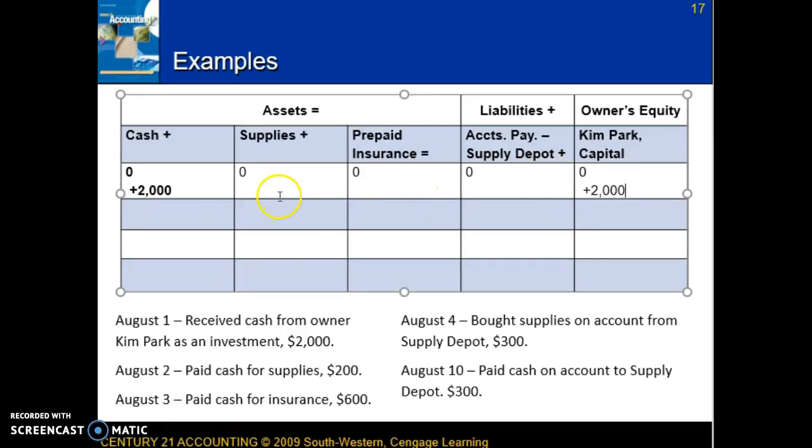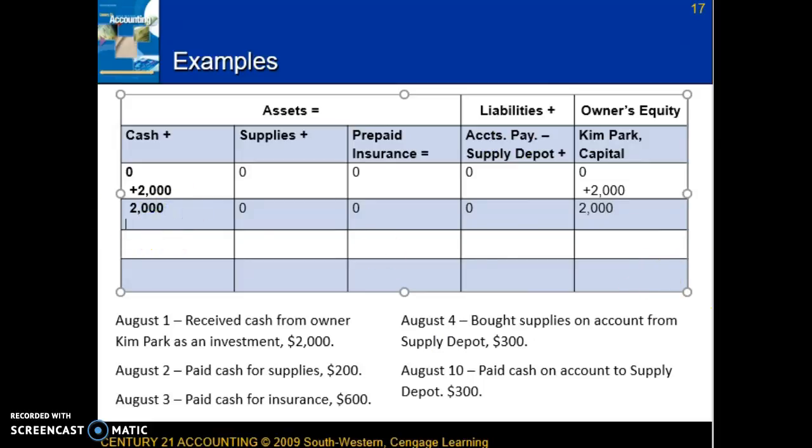Now what you're going to do on the next line is you're going to put your balances on top of this little cell. So our new balance of cash is $2,000. Our supplies, 0, 0, 0, $2,000. Now after each transaction, your accounting equation must equal. So all of our assets over here equal our liabilities and owner's equity. 2,000 equals 2,000.